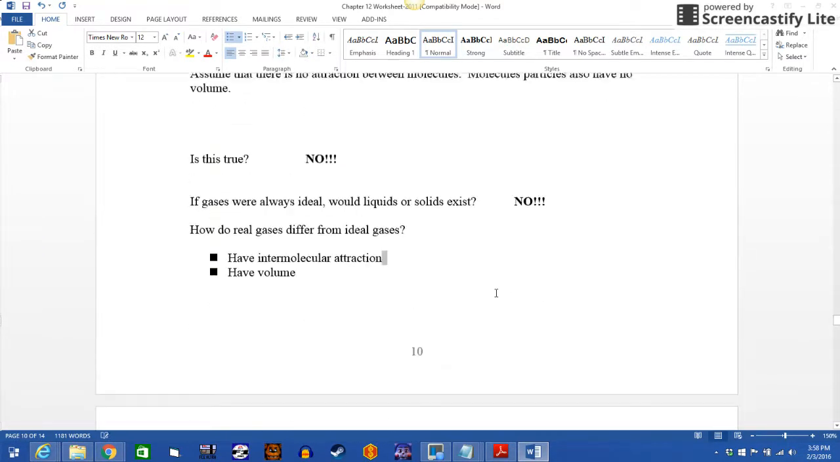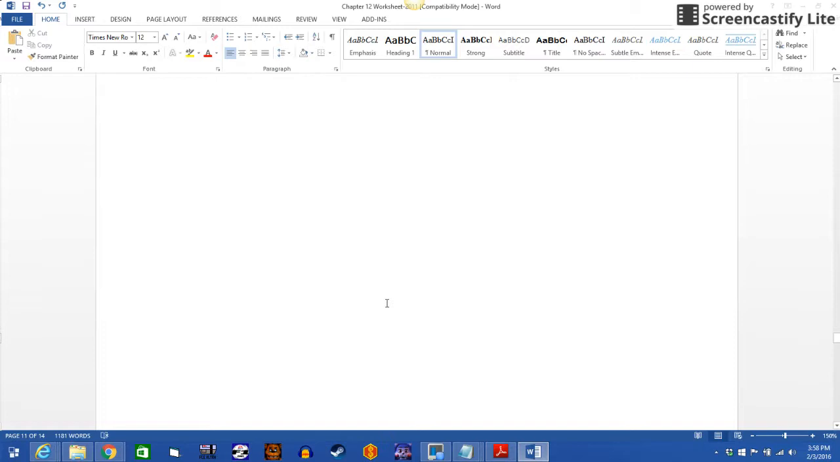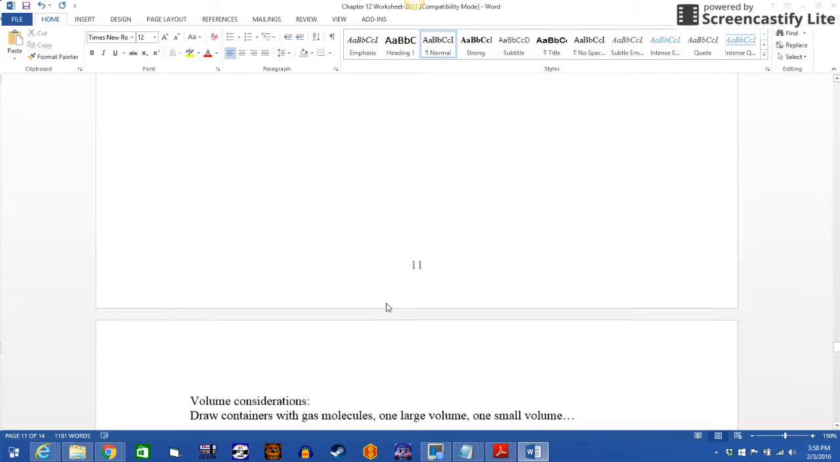Think about whether the molecule should be polar or not. Think about whether the molecule should be big or small. I want you to think about those things. I will ask you to write that down here on page 11.